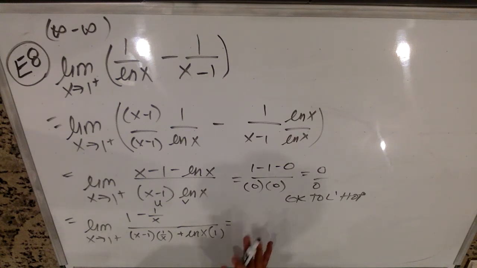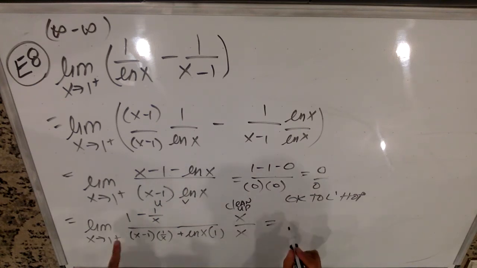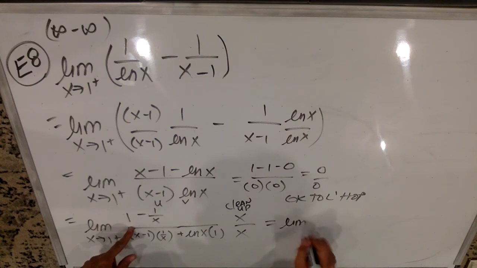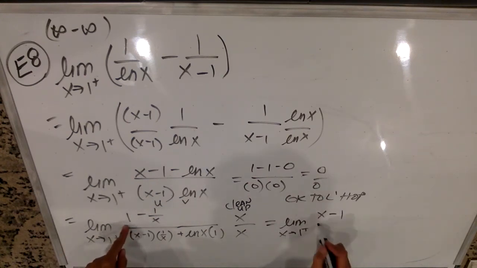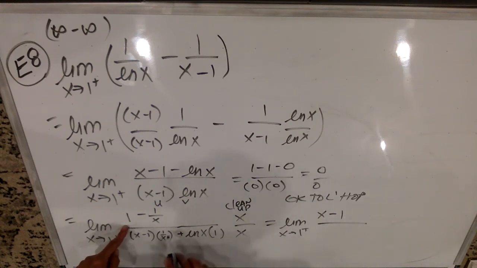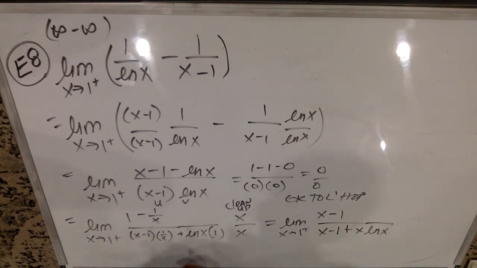I'm going to suggest the easiest thing to do to start, because I'm not in love with this 1 over x thing, is to clean up by multiplying by x over x. And if I do that, on top, since the limit as x approaches 1 from the right, I'll get an x minus 1. And on the bottom, this x is going to knock out this guy, so I get an x minus 1 plus an x times the natural log of x. Now let's see what happens if we plug in.